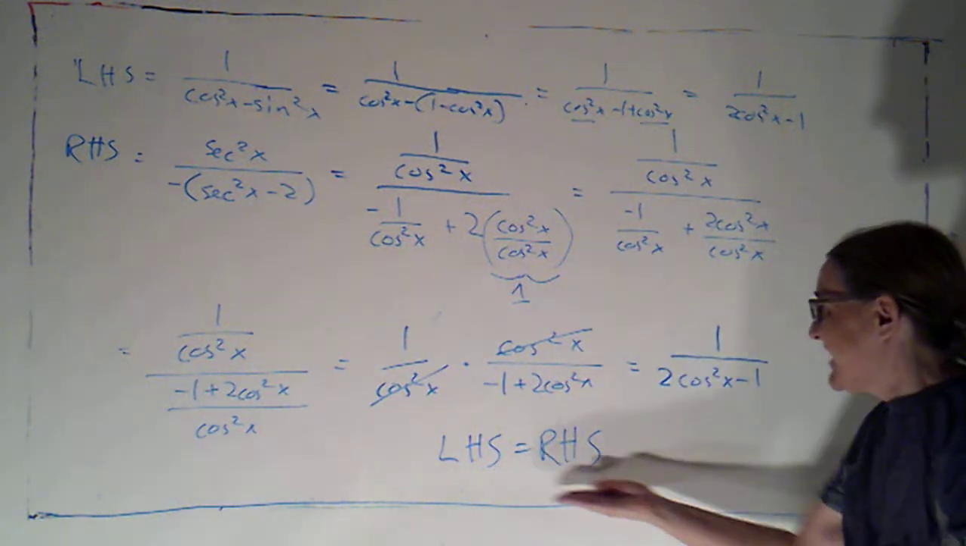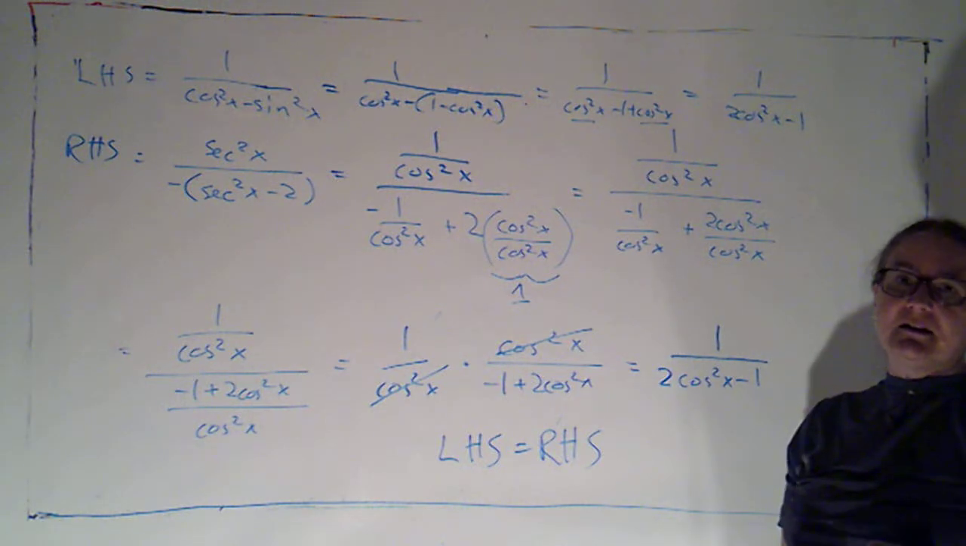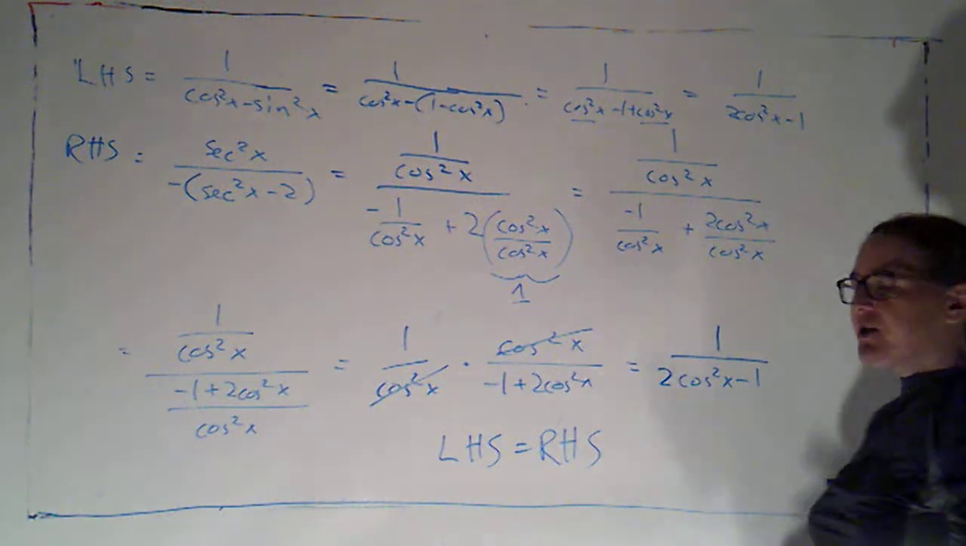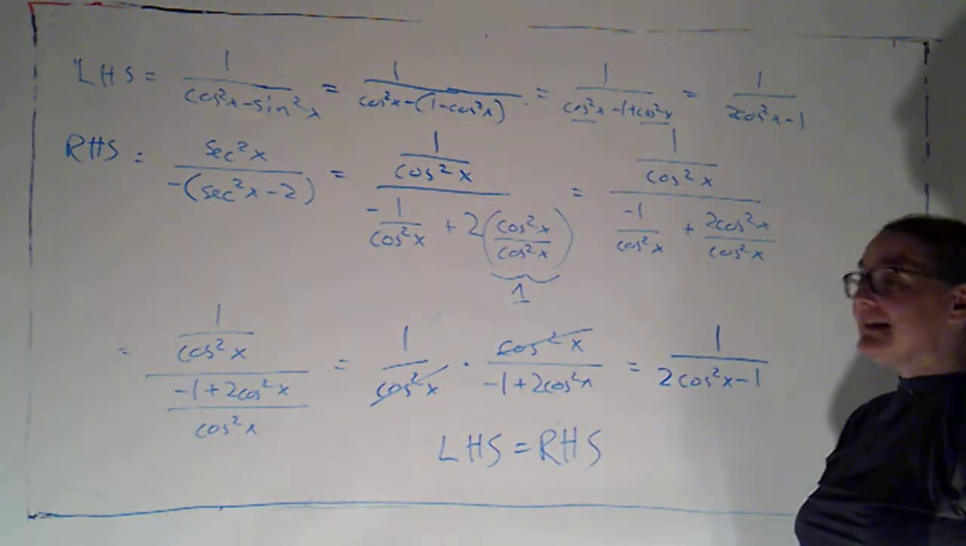And I stopped because I had done what I wanted to do. But you always want to explicitly state that to make it clear. Otherwise, you're leaving it up to your reader to try and figure it out. And you want to say, hey, look, I did what I said I was going to do. So this identity is in fact true.